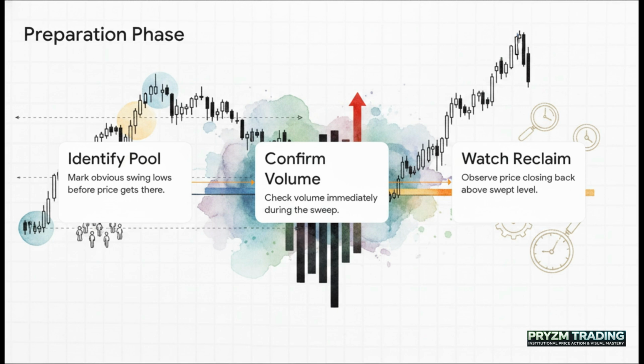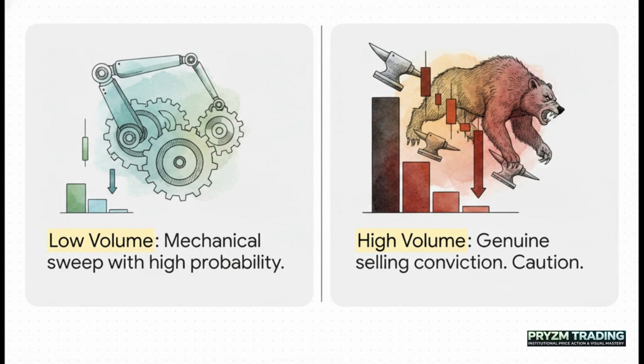Step 2. Confirm the sweep with volume the moment it happens. Step 3. Watch for the reclaim. Remember, at this early stage, your only job is to observe. Don't touch that buy button yet. Honestly, the volume filter in Step 2 is probably the most critical piece of the whole puzzle. If price breaks below your marked swing low on relatively low volume, that is a high probability sweep. It just means stop losses are triggering automatically, but real sellers aren't piling in.